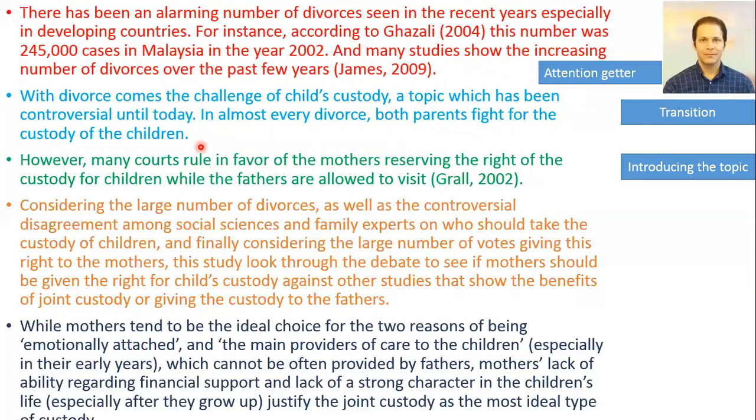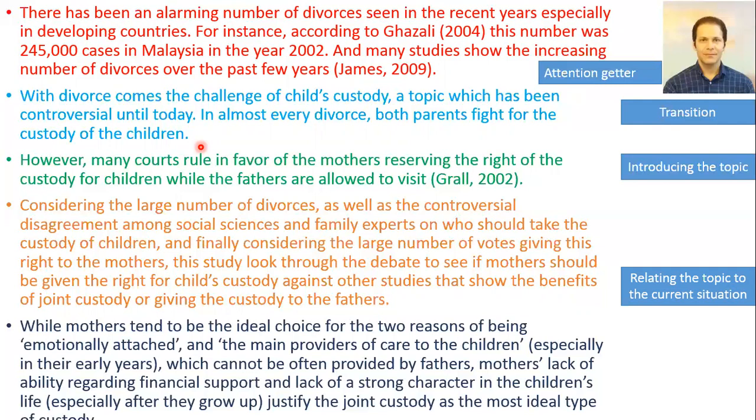Considering the large number of divorces as well as controversial disagreement among social sciences and family experts on who should take the custody of children, and finally considering the large number of votes giving this right to the mothers, this study looked through the debate to see if mothers should be given the right for child's custody against other studies that show the benefits of joint custody or giving the custody to the fathers. Yes, this is relating the topic to the current situation.